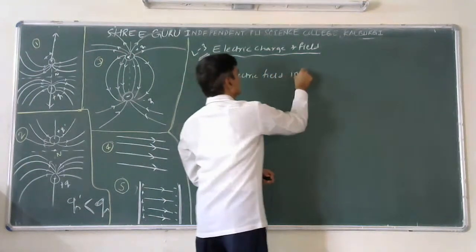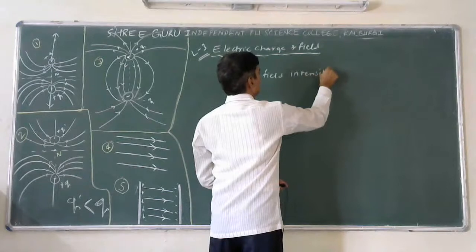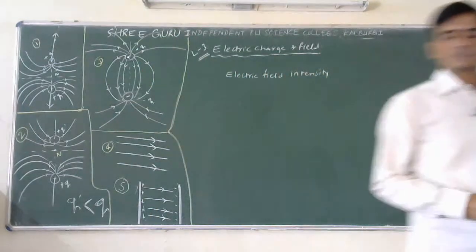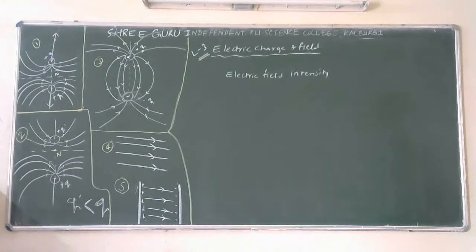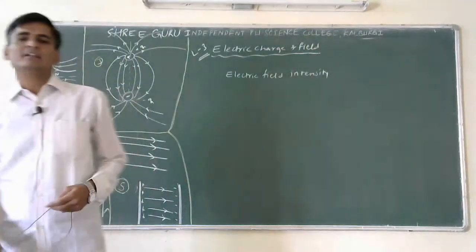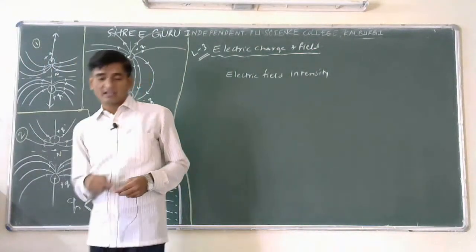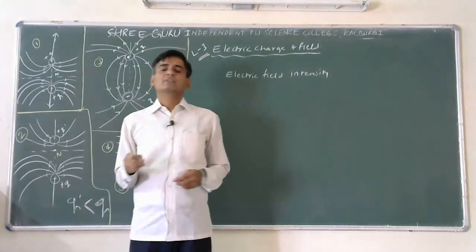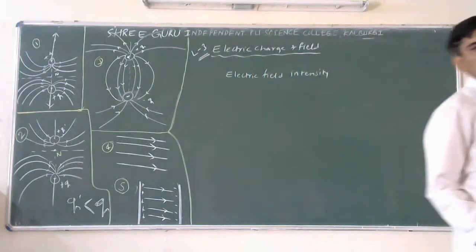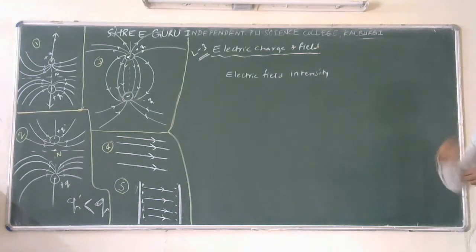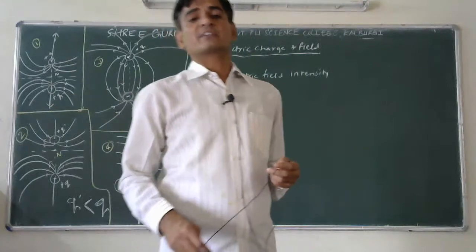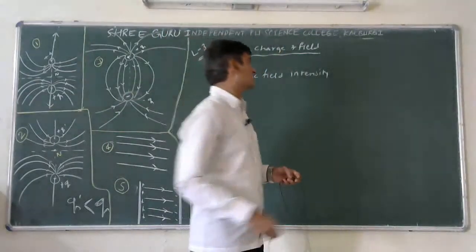So what is electric field intensity? Once again I will tell you. Electric field intensity at a point in an electric field is defined as the force experienced by a unit positive charge at that point. Force experienced per unit positive charge at that point is called electric field intensity.